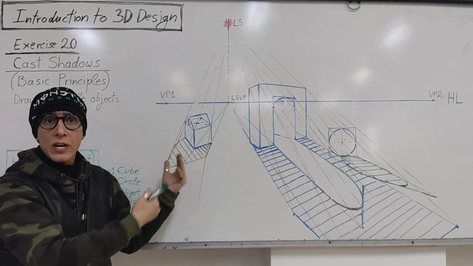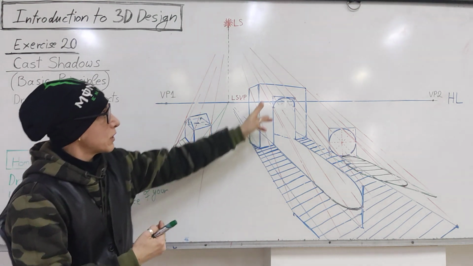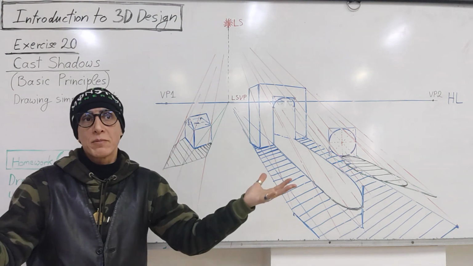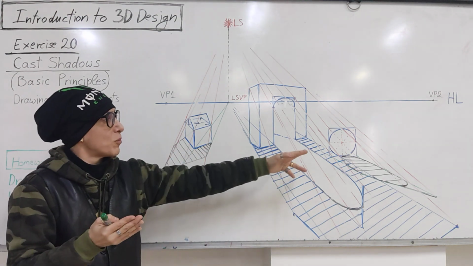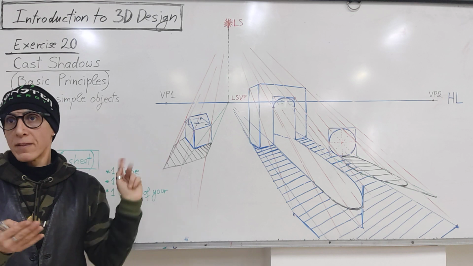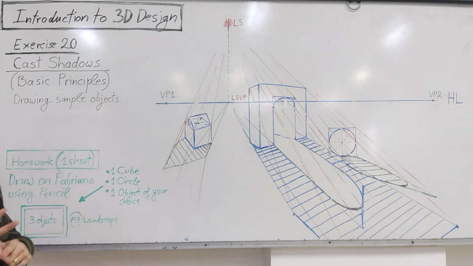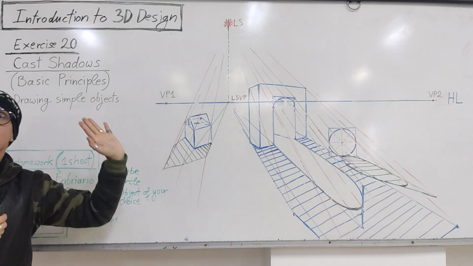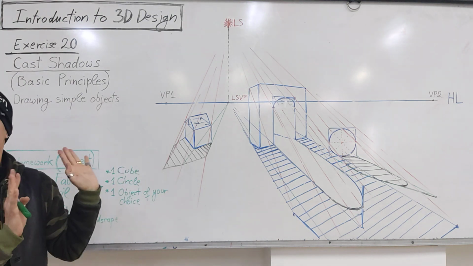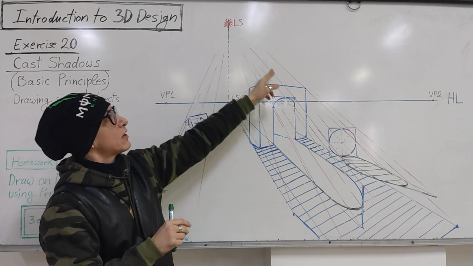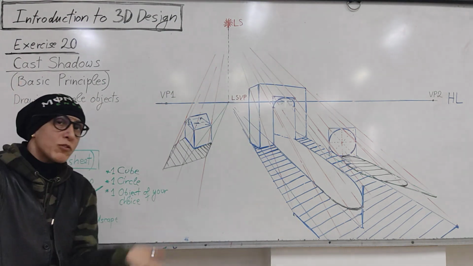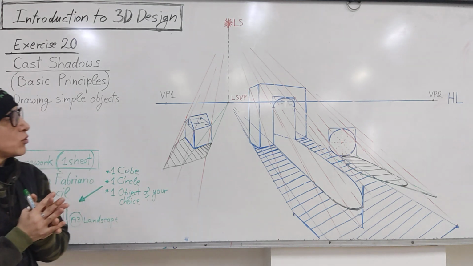Don't make it too complicated. The point is just to learn the technique, but you will add some detail. You can have openings, you can have a window, something a little bit more complex than these two. So, cube, circle, and another object. Now, the sizes are free. You choose the size, you choose the location of the light source, it can be anywhere. You choose the height of the light source, that's up to you.